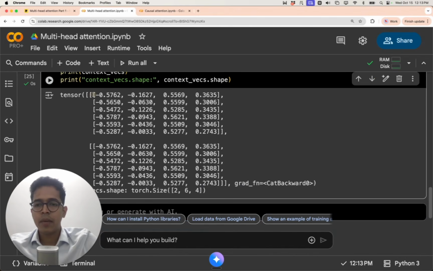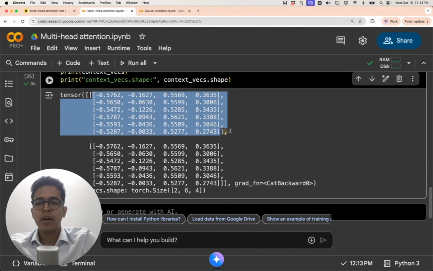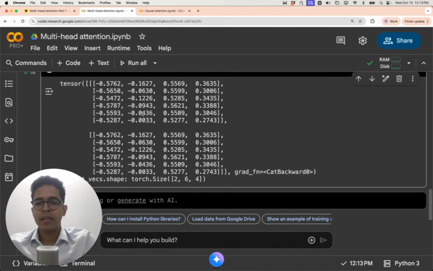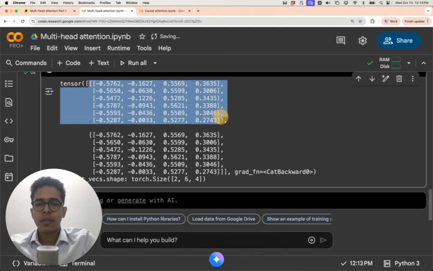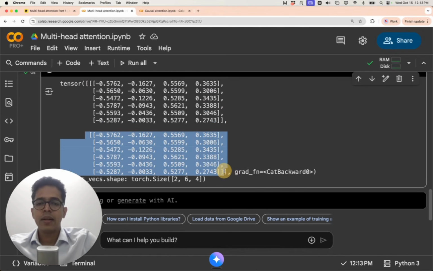The numbers are the same, but you see, this is the first set of context vectors. Okay, let's look at the dimensionality. First of all, batch size is 2. So this is the first batch, and this is the second batch. Second batch of what? Second batch of context vectors. How many context vectors in each batch? 6 context vectors in each batch.